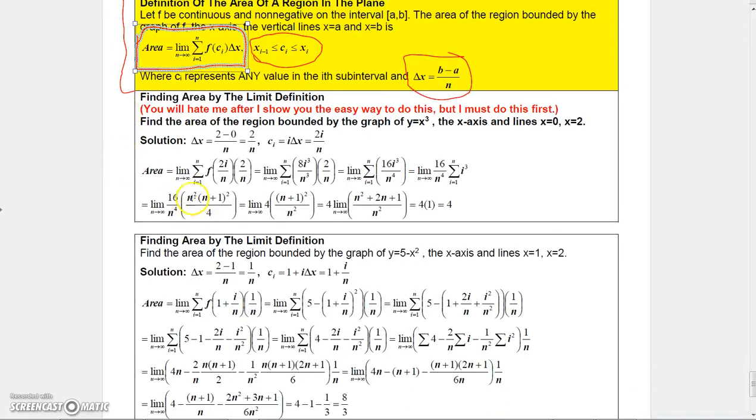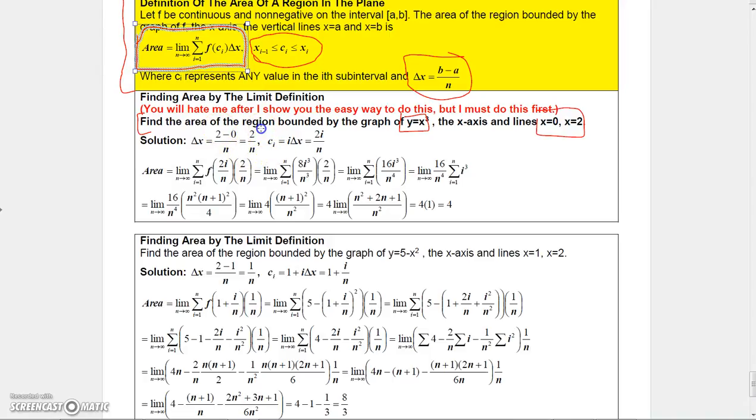Okay, now finding the area by the definition. Let's take a look at an example. Say we want to find the area bounded by the graph of y equals x cubed, the x-axis, and the lines x equals 0 to x equals 2. Well, delta x will be 2 minus 0 over n, which equals 2 over n.